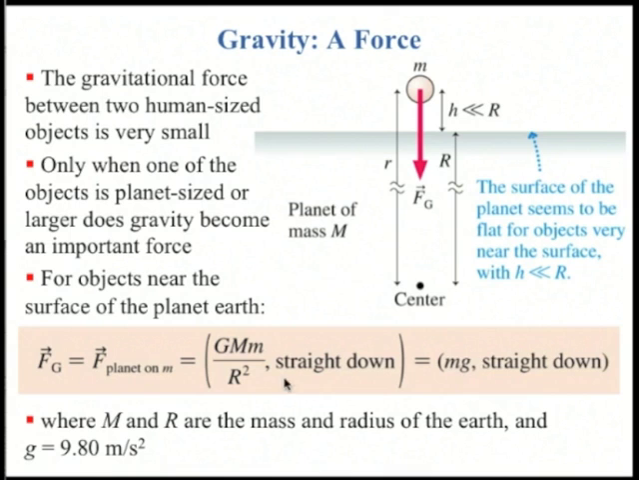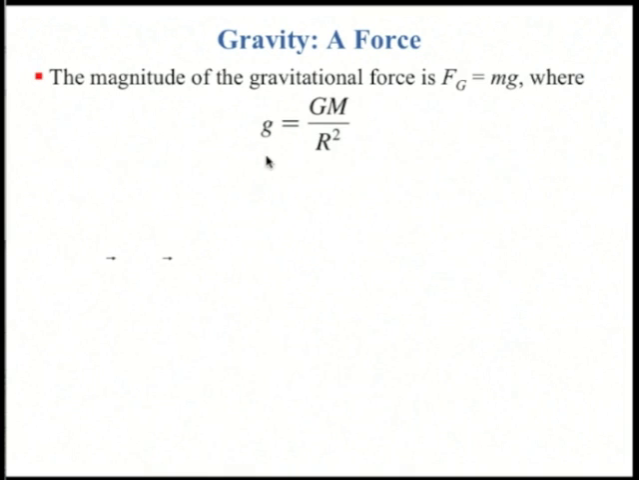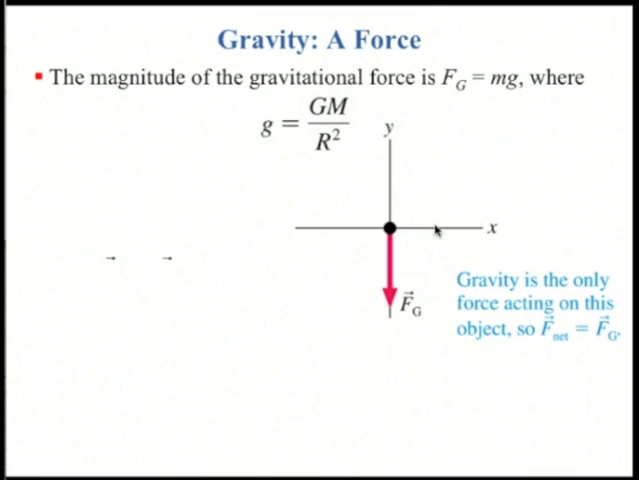You can also express this equation as lowercase m times lowercase g, where g is 9.8 meters per second squared. So here we have lowercase g defined in terms of uppercase G times the mass of the Earth divided by the radius of the Earth squared.